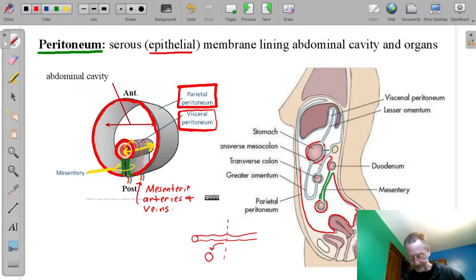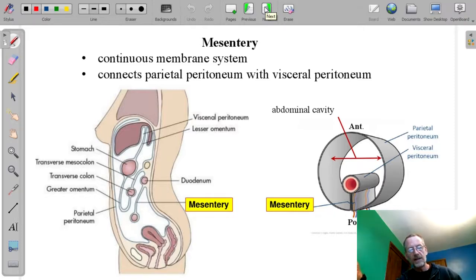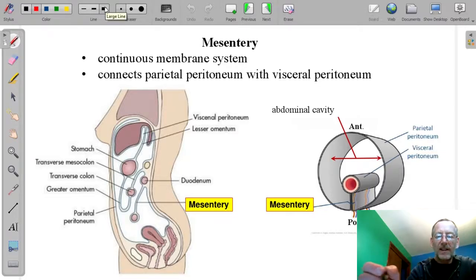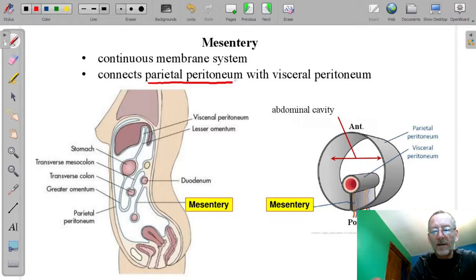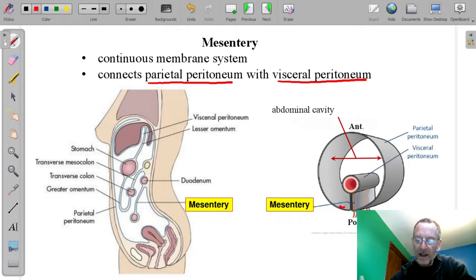Okay, let's go to the other slide. Basically the same picture, but it gave me a chance to discuss the mesentery, which I put some yellow boxes around, but it's nothing that we haven't already talked about. It connects the parietal peritoneum with the visceral peritoneum. So remember that the peritoneum is lining the abdominal cavity, and the visceral peritoneum is lining the viscera. And then again we had the mesentery. So I hope that makes sense.